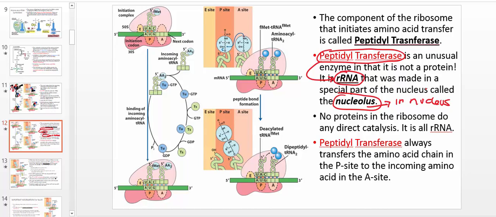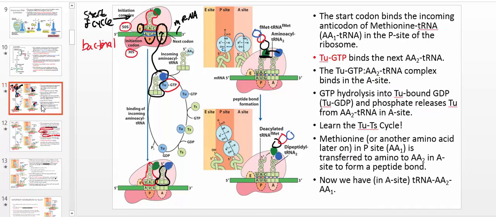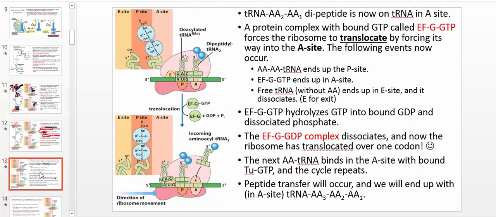So here's the key that I want you to understand. Whatever is on the tRNA in the P site, peptidyl transferase catalyzes the transfer of all of that onto the amino acid in the A site. That's a key thing to understand.